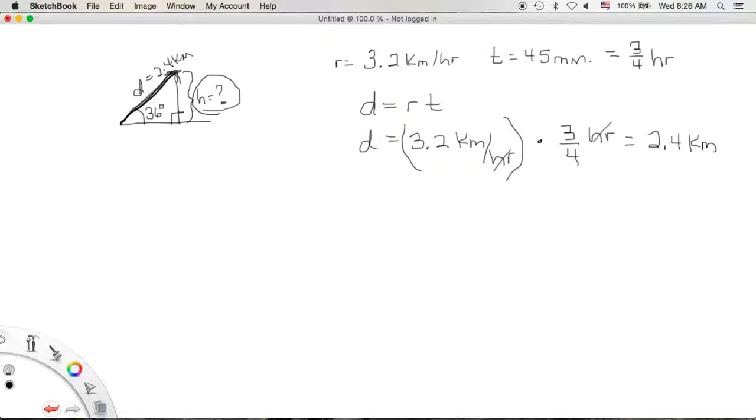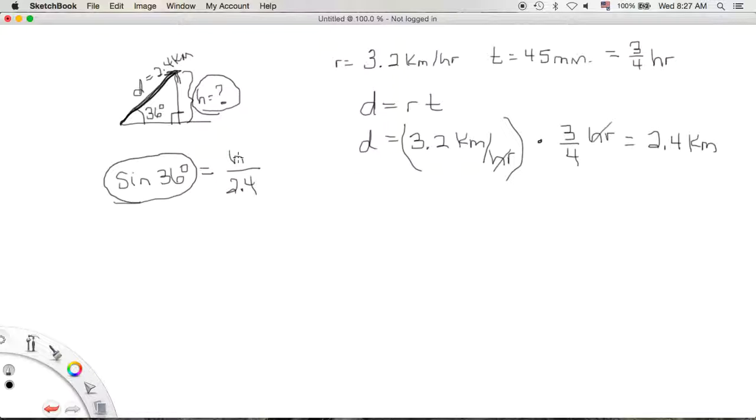Well, now we know two pieces of information, and we can find everything else out about this triangle. But what do we need? Well, we need the opposite of this angle here. So what trig function uses opposite? Right, sine. So we use sine of 36 degrees equals opposite over hypotenuse. Now, this, remember, is just a number. Make sure you're in degree mode, and you can get this just a number.